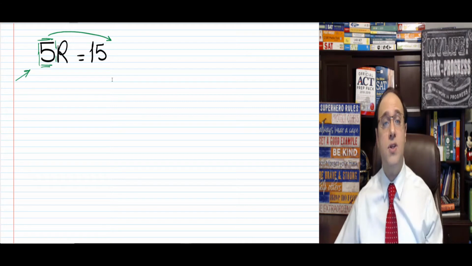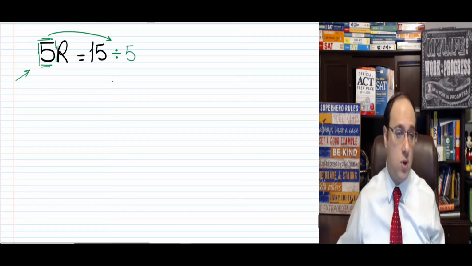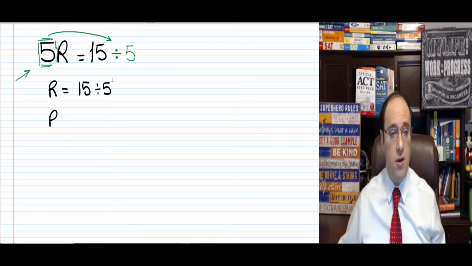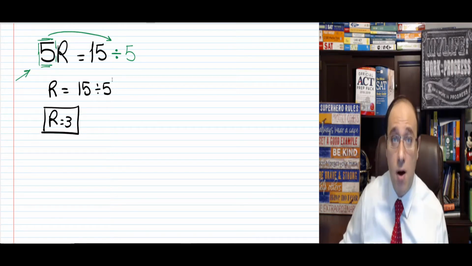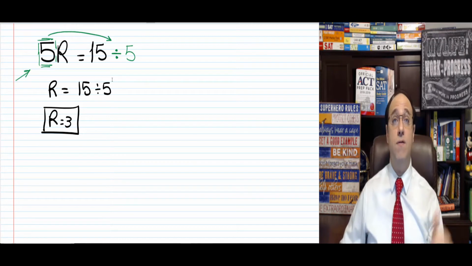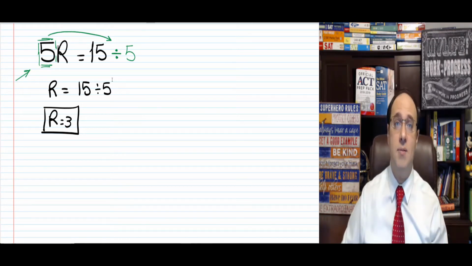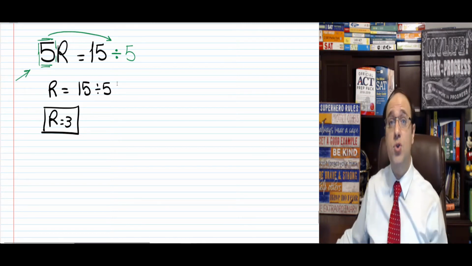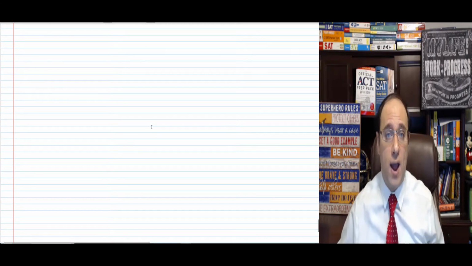To go to the other side, we have to do the opposite, which is division. So we can rewrite this as r equals 15 divided by 5. r equals 3. So it's exactly the same as the one above. The only difference is before I told you r times 5 equals 15. This time I told you 5r equals 15. Now let's do another one that's more difficult that involves fractions.